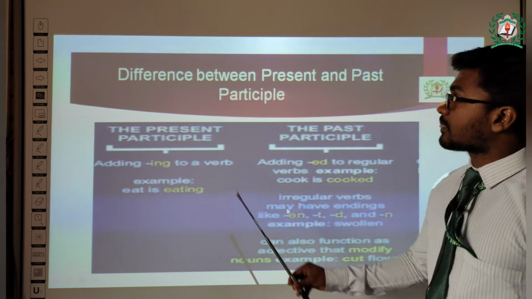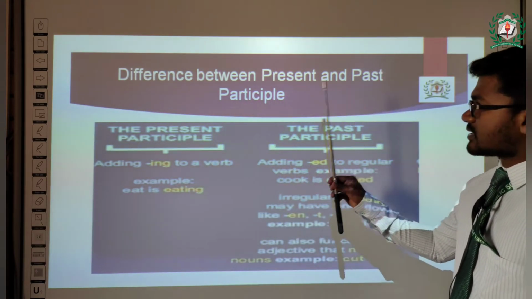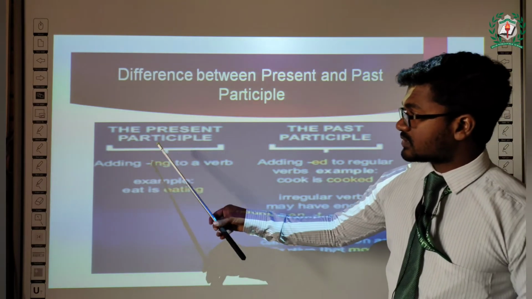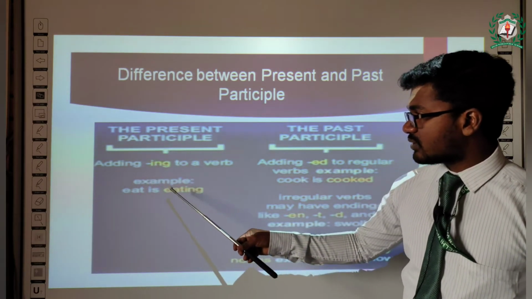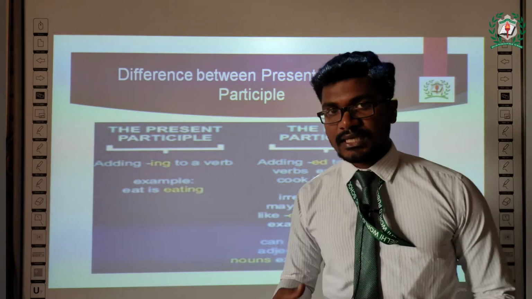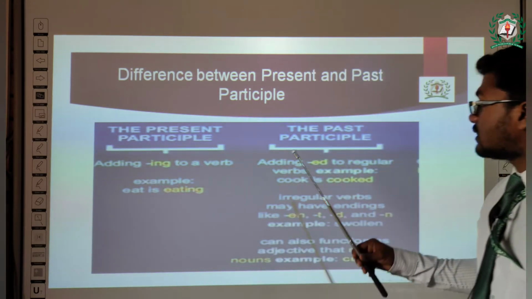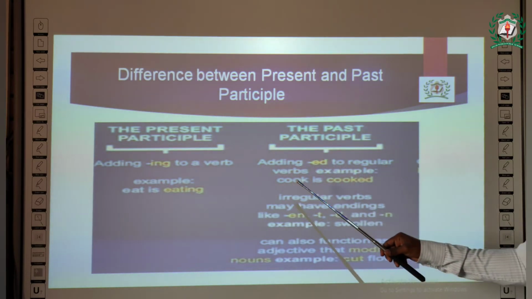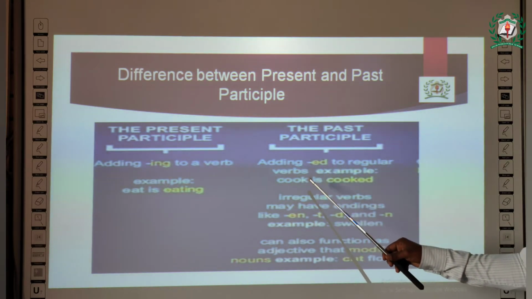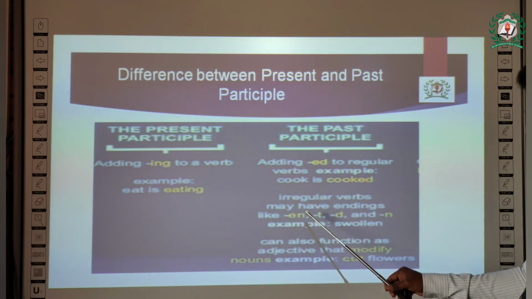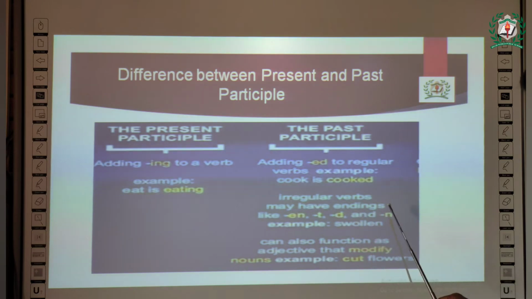Let's see the difference between present and past participle. The present participle is adding -ing to a verb. He is eating, I am eating, so present participle. The past participle is adding -ed to regular verbs. Example, cook is cooked. Irregular verbs may have endings like -ent, -d, -n, like swollen.